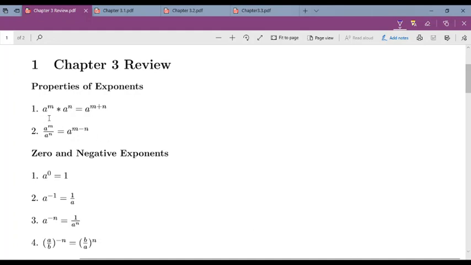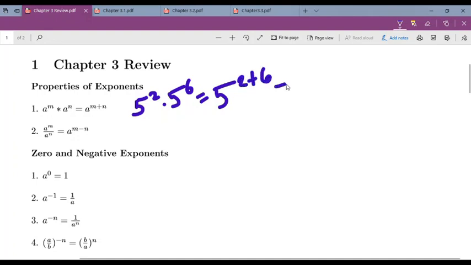Okay, so if you've got the same number multiplied and that number has exponents on either of them, so you've got a to the m times a to the n, you can simplify that by saying that's the same thing as a to the m plus n. What that means is if I've got 5 squared times 5 to the 6th, that's the same thing as 5 to the 2 plus 6, which is the same thing as 5 to the 8th. Just a general quick example there.